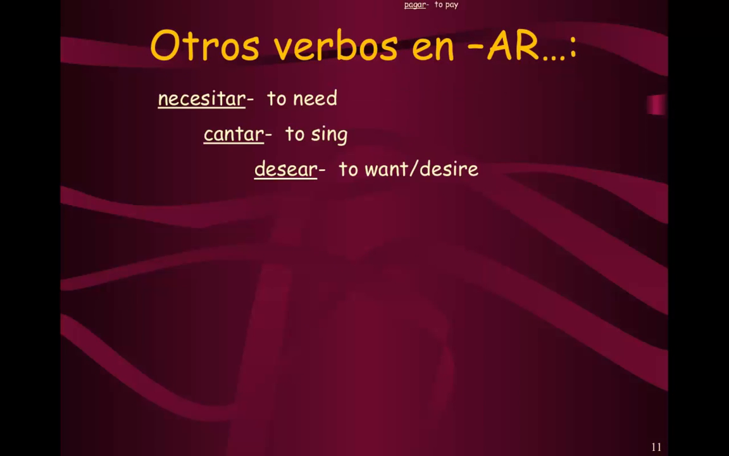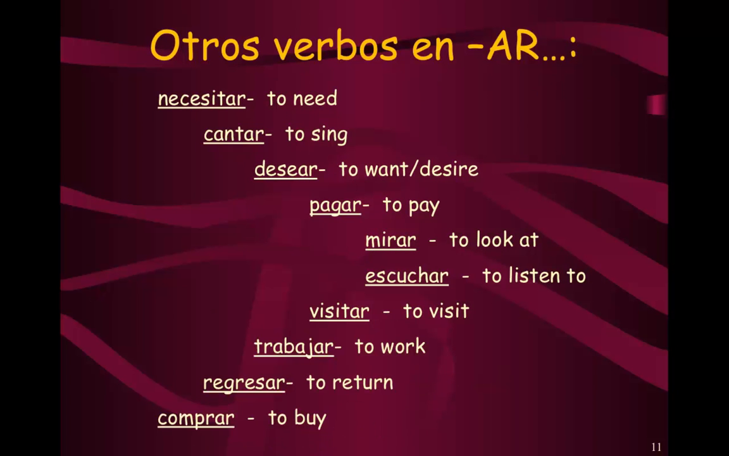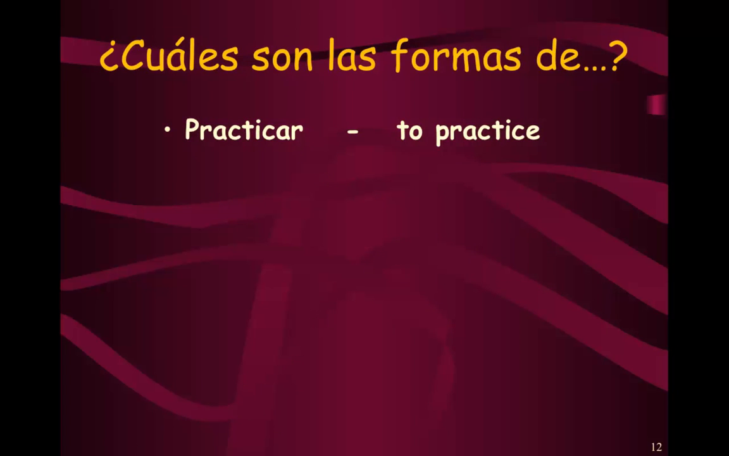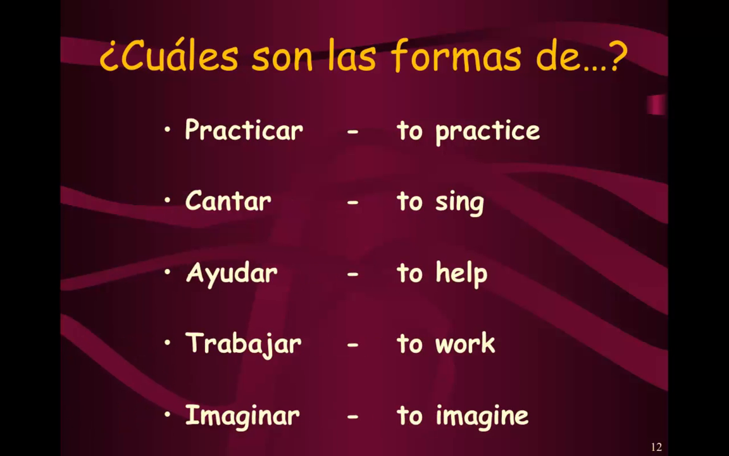You have a big long list of verbos AR in capítulo 2, and these are just some of them. So you have necesitar, cantar, desear, pagar, mirar, escuchar, visitar, trabajar, regresar, comprar. All of those are AR verbs that you can practice with. So, ¿cuáles son las formas de practicar? Cantar, ayudar, trabajar, imaginar.